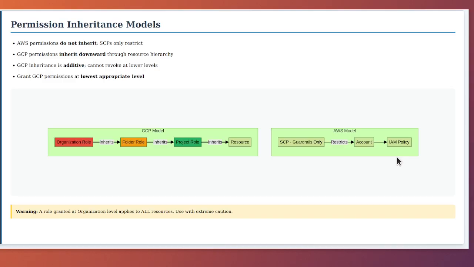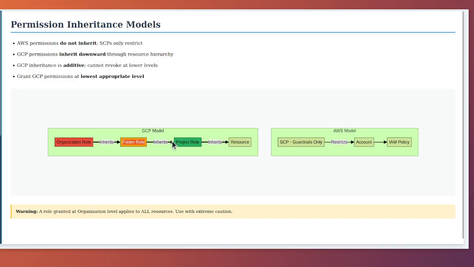Google Cloud Platform's inheritance model is fundamentally different. When you grant a role at any level of the resource hierarchy, that permission automatically inherits to all levels below. If you grant someone the editor role at the organization level, they become an editor on every folder, project, and resource in the entire organization. If you grant a role at the folder level, it applies to all projects and resources in that folder. Project-level grants apply to all resources in the project.